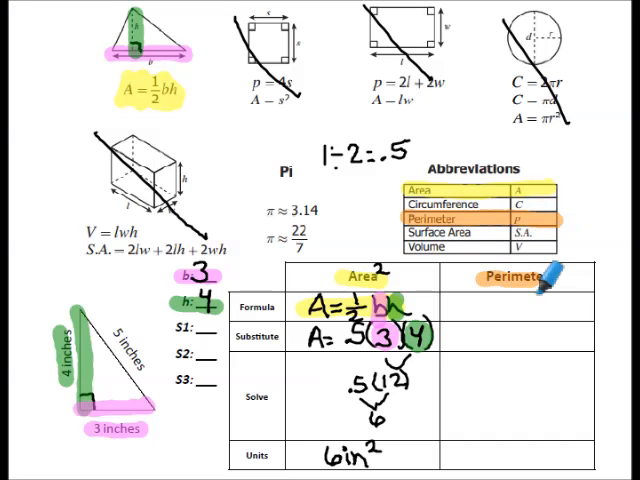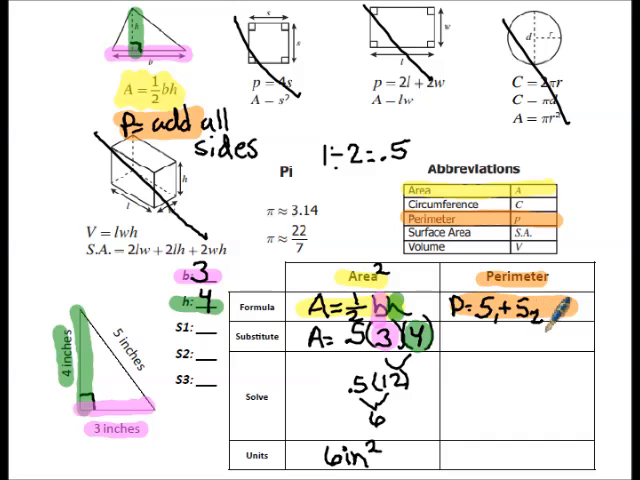Now for the perimeter of this, we're going to use the perimeter formula. However, here I don't see a perimeter formula, and you can't make up your own, but you can remember that the perimeter of any polygon is going to be equal to the sum of all of the sides. So if you add all of the sides up, you will get the perimeter of any polygon. So if I have a triangle, I know I have 3 sides. 1, 2, 3. So I'm going to add side 1 plus side 2 plus side 3.